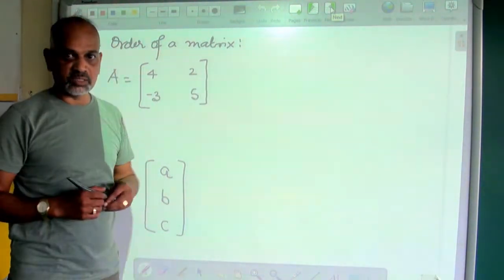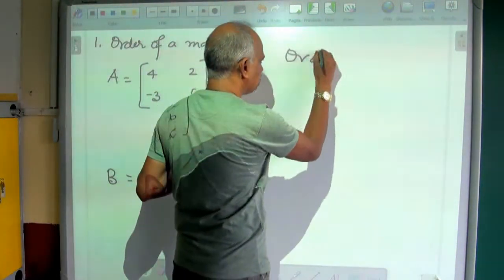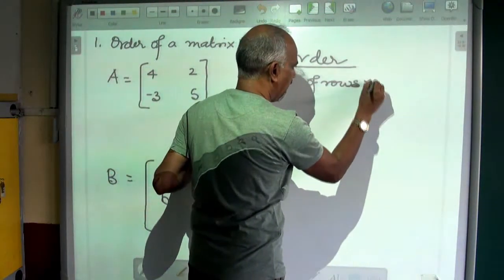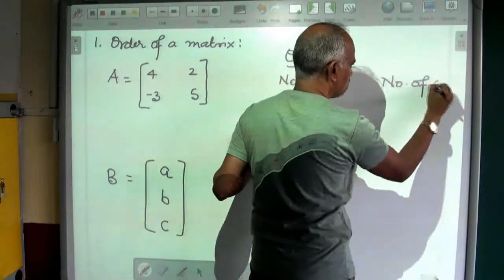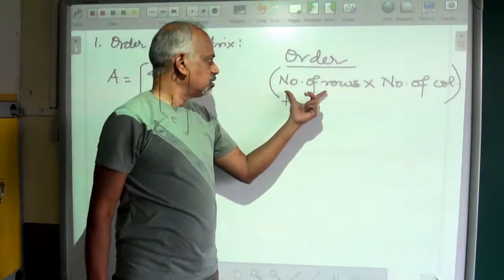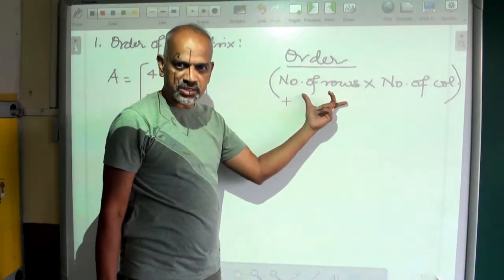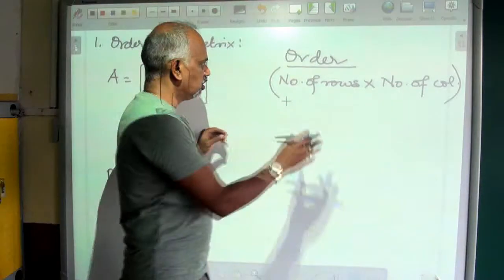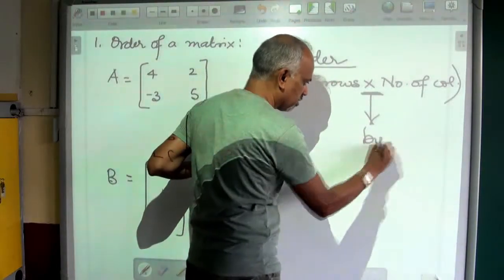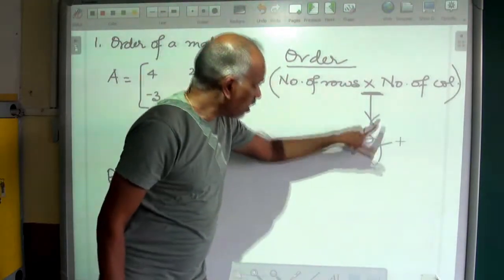Order of a matrix means you have to find how many rows and how many columns it has. Order means number of rows by number of columns. Rows are always written first and then comes the columns. So number of rows by, this is not into, this is called by. So order is usually written as rows by columns.